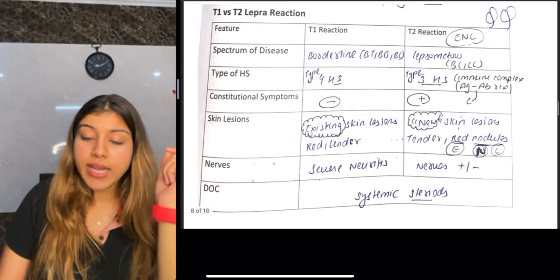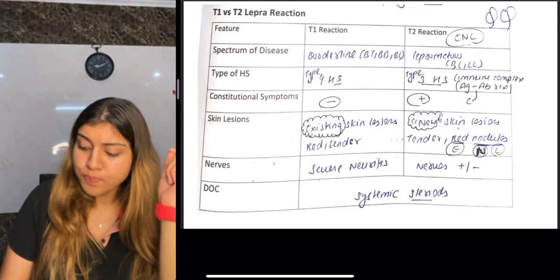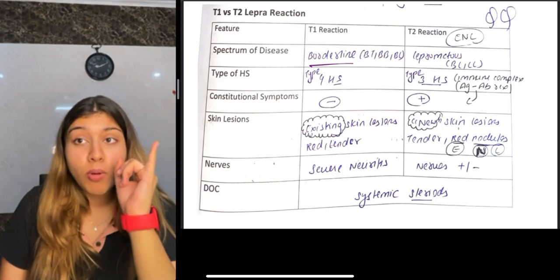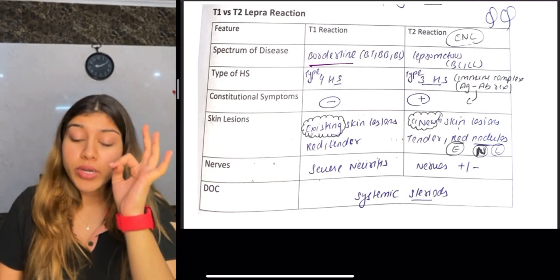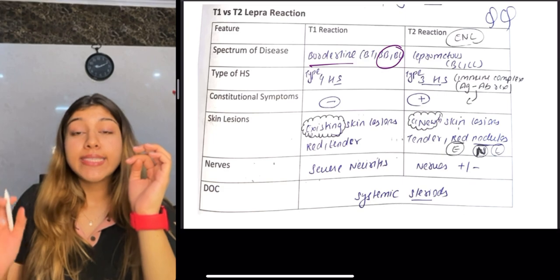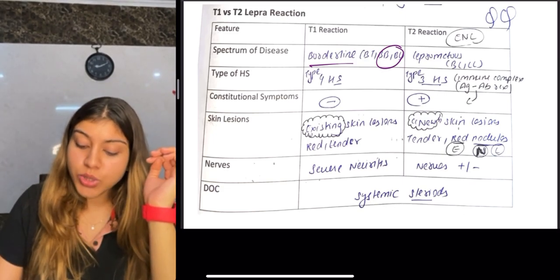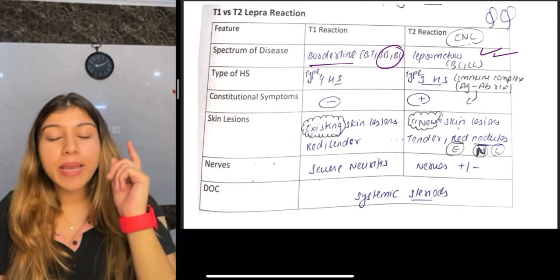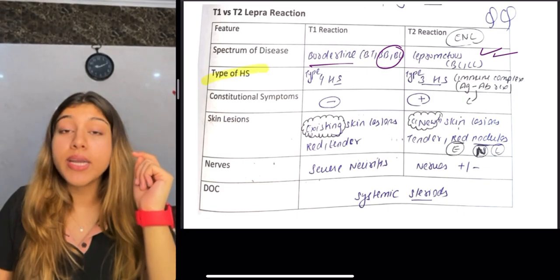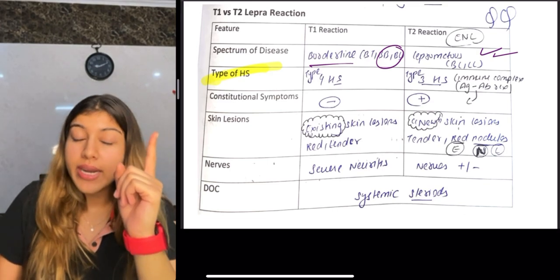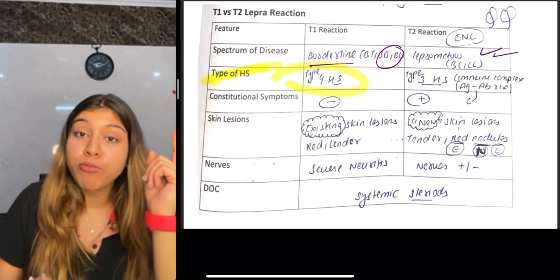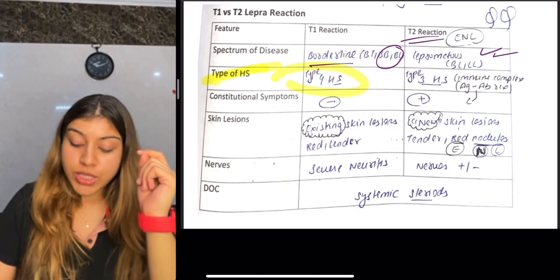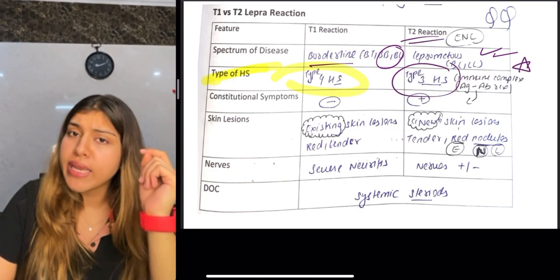So in type 1 reaction of your lepra reaction, what am I going to see? I'm going to see all kinds of borderline. What is the spectrum? It is borderline tuberculoid, borderline leprosy. Whereas, guys, in your type 2 lepra reaction, it is going to be a lepromatous type. Now, what type of hypersensitivity, guys? This is very important. In type 1 lepra reaction, you are going to have type 4 hypersensitivity, whereas in type 2 lepra reaction, you're going to have type 3 hypersensitivity. Very important, guys.